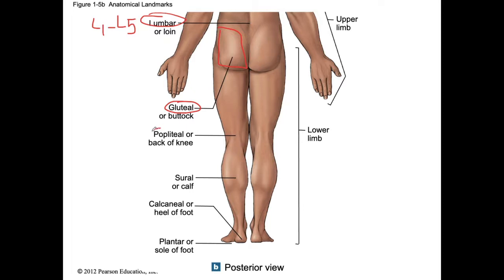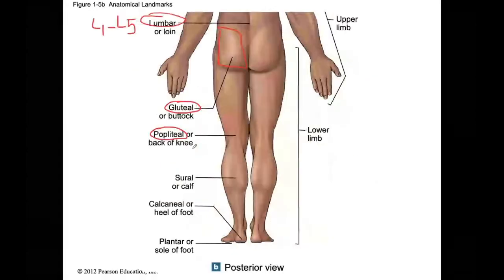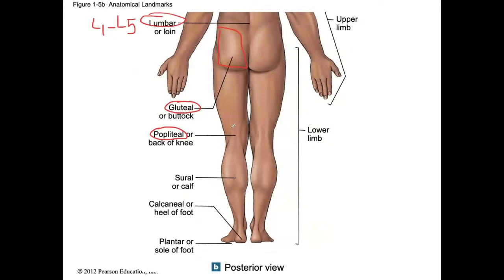Behind the knee is the popliteal region. Remember, in the front of the knee was patella, but behind the knee, popliteal. That's this little depression back here and back here. The calf is called sural. The heel is called calcaneal. And the bottom of the foot is called plantar. Like the foot is planted on the ground, plantar surface.